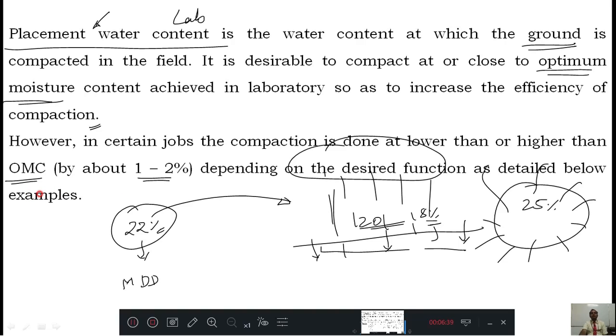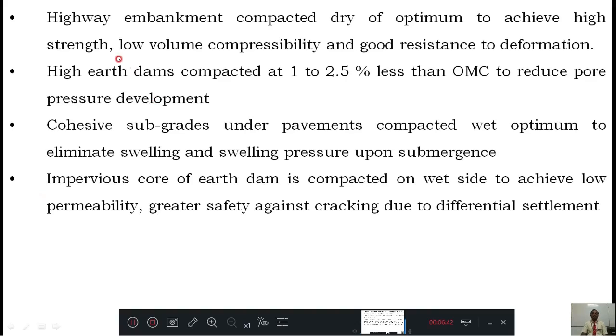Okay, where to add more, where to add less, there are some examples I draw here. That is a highway embankment. For example, if this is a ground, and if you want to make some elevated ground, then you will put some soil here. Above that you will put a pavement and you will make a highway, and this highway you are going to compact it, and this is called a highway embankment.